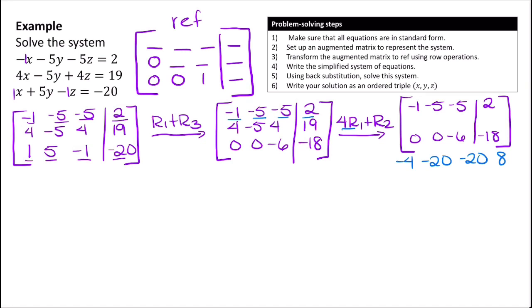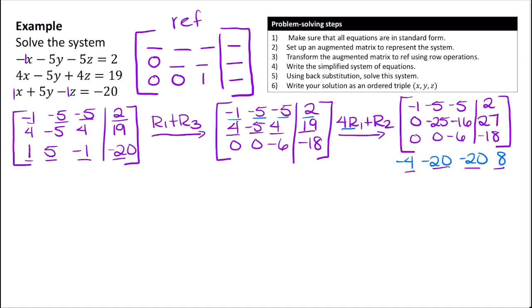So let's add these values to row 2. -4 plus 4 is going to be 0. -5 plus -20 is -25. 4 plus -20 will be -16, and 19 plus 8 will be 27.